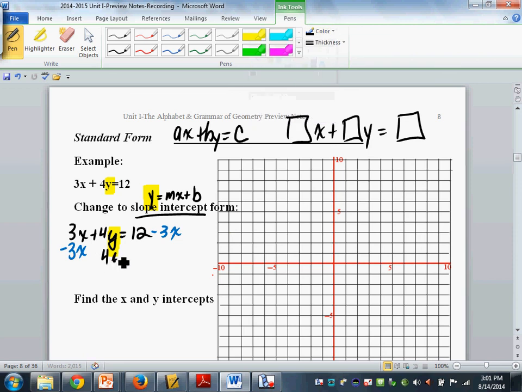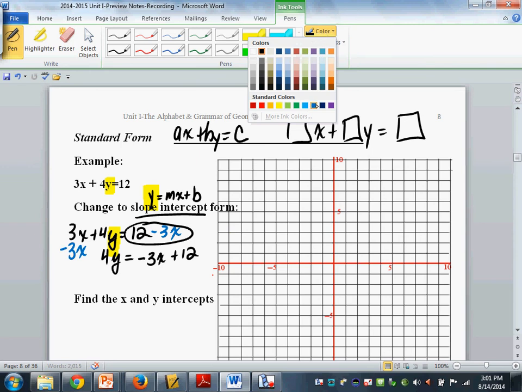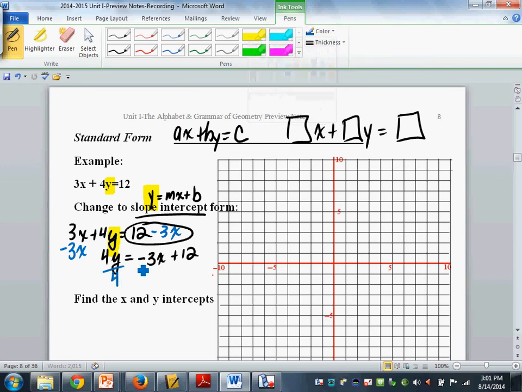Our next line reads like this: 4y equals. You can't really subtract these, so I'm just going to bring the x forward. Negative 3x plus 12. Now we're going to divide by 4 so we get y by itself. And my final answer here is going to be y equals negative 3/4 x plus 3.